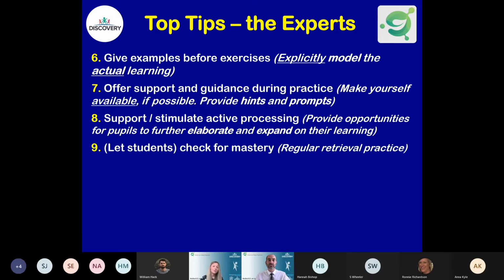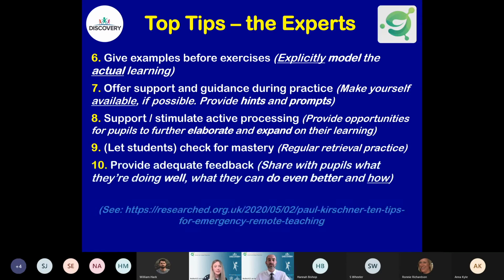Then let the students check for mastery, so using that regular retrieval practice. So we do retrieval practice and, like Jez said, recapping that prior learning regularly, but also providing feedback, sharing with them what they're doing well and what they could do even better and how they could do it even better. So when we were teaching in the remote learning context, at the beginning of every session, we would provide the feedback through the assignments, but also we'd do a general whole class feedback. If there was a key question that the children had struggled with, say with inference or whatever, I'd model that question for them the next day.